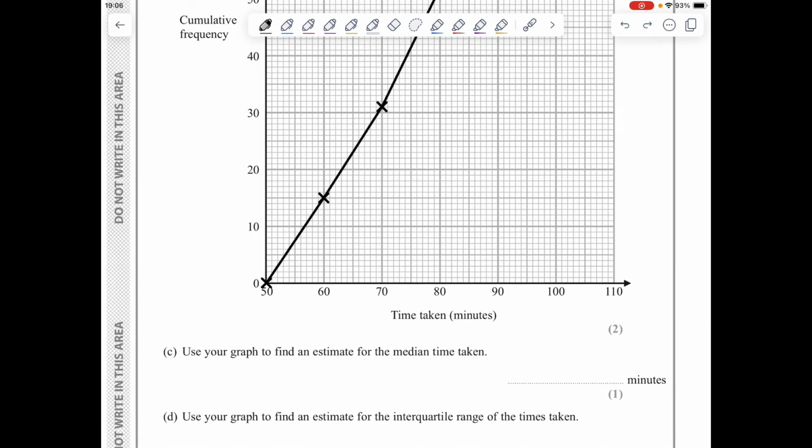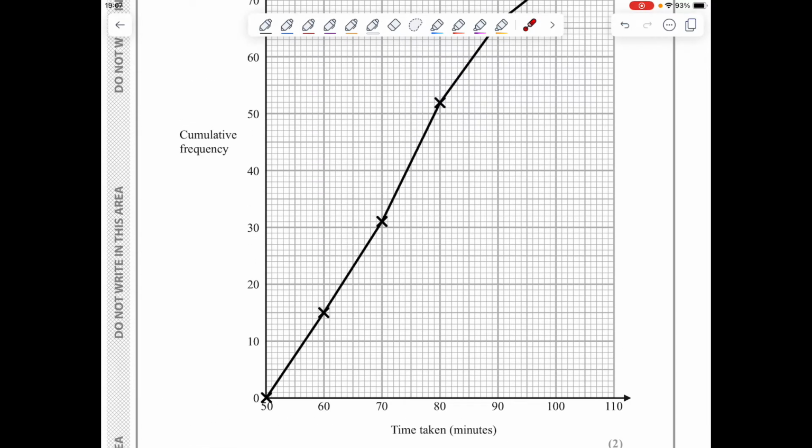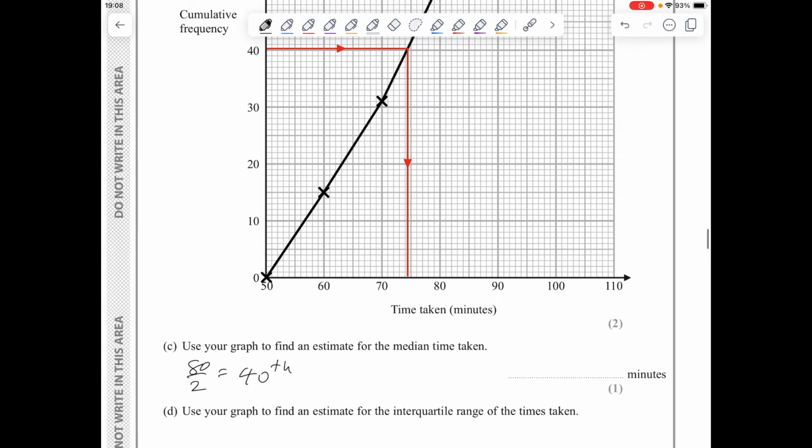I have 80 observations, so 80 over 2 gives me 40. I need the 40th observation. So I'm gonna go on the vertical axis, find 40 and then find the corresponding x coordinate, and the value on the x-axis comes out to be 74. Note that the mark scheme accepts values between 73 up to 75.